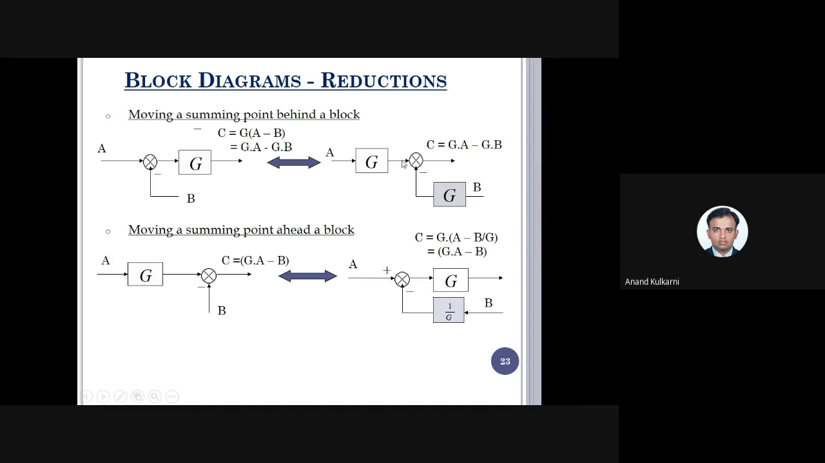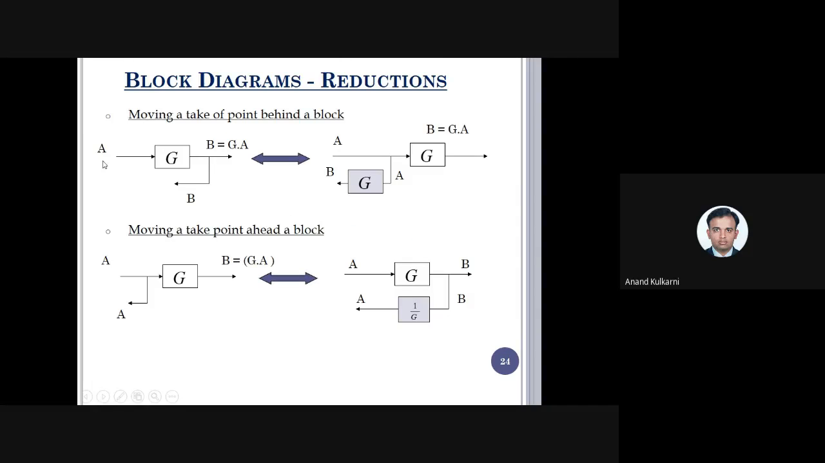Once again, you can see in the case of the takeoff point and the summing point, when you are moving ahead, it has to be multiplied. When you are moving behind, it is to be divided. The opposite is the condition: when you are taking behind, it has to be multiplied, and when you are taking ahead, it has to be divided. So among these two, you remember one, and do the opposite for the other.